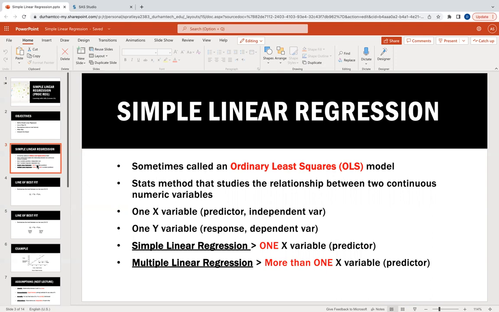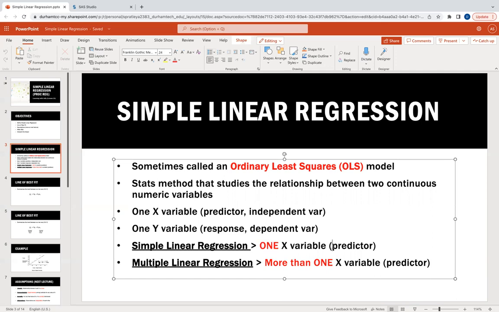For a simple linear regression, we're going to focus on one predictor or one X variable and one response variable or one Y variable. So the main difference between simple linear regression and multiple linear regression is that in simple linear regression, we're going to use one X variable, so one numeric predictor. And in multiple linear regression, you're going to have two or more predictors in your model.